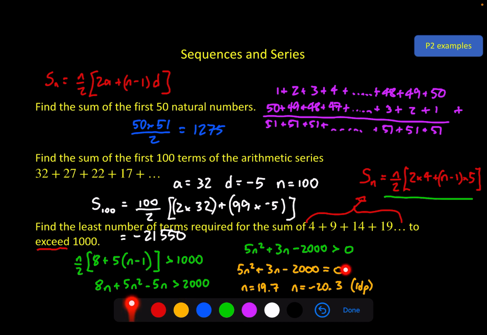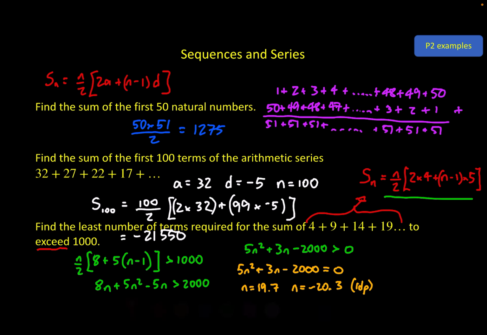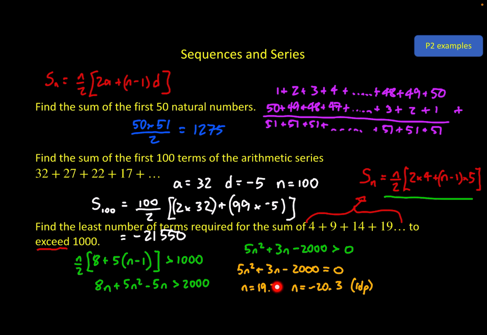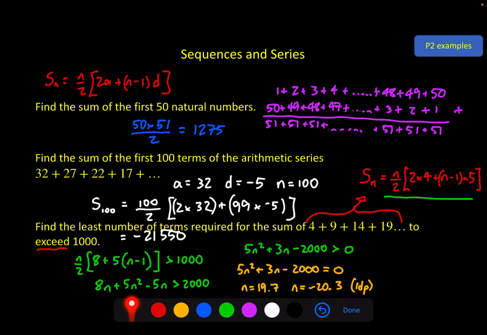But this is not what I'm actually asked to solve, this is. So when is this thing greater than 0? There are lots of different methods you can use here, but I'm going to take a little bit of common sense. I can't have a negative number of terms in a sequence. Clearly this is the one. And it's obviously getting bigger, so I'm going to need the next number up, not the next number down. So n must be greater than 19.7. Which means that the first term to make this exceed 1,000 is 20.